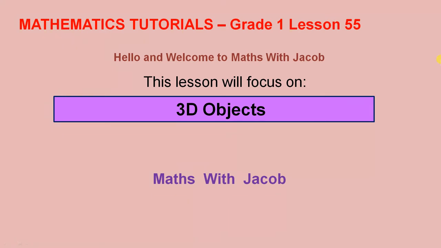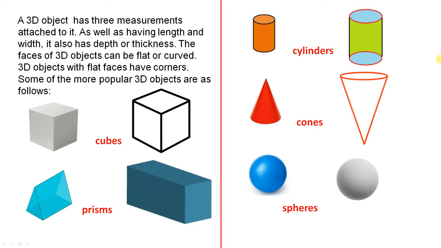This lesson will focus on 3D objects. A 3D object has three measurements attached to it. As well as having length and width, it also has depth or thickness. The faces of 3D objects can be flat or curved. 3D objects with flat faces have corners.